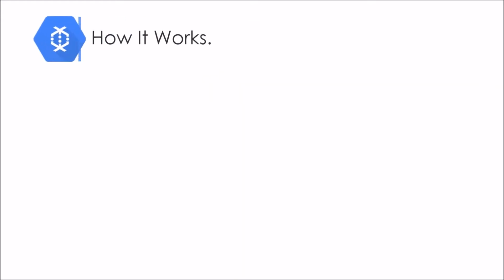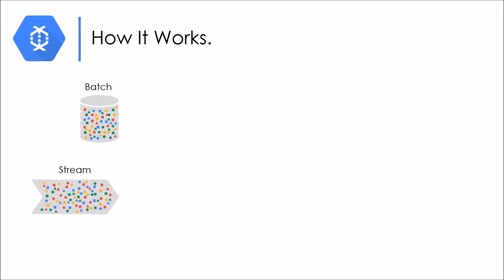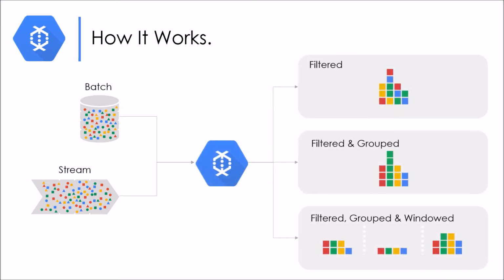So how does it work? Google Cloud Dataflow provides a simple yet powerful model for building both batch and streaming parallel data processing pipelines. It also has a wide range of data collection, transformation, and grouping operations to allow users to implement complex streaming data processing algorithms. For example, it includes filtered and grouped and windowed results where the results are windowed by time based on live stream.